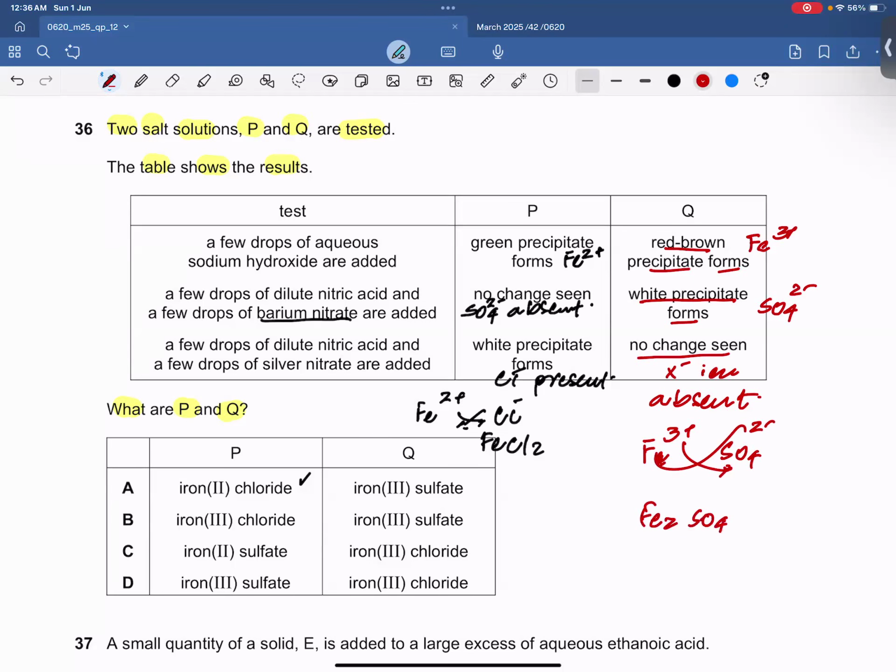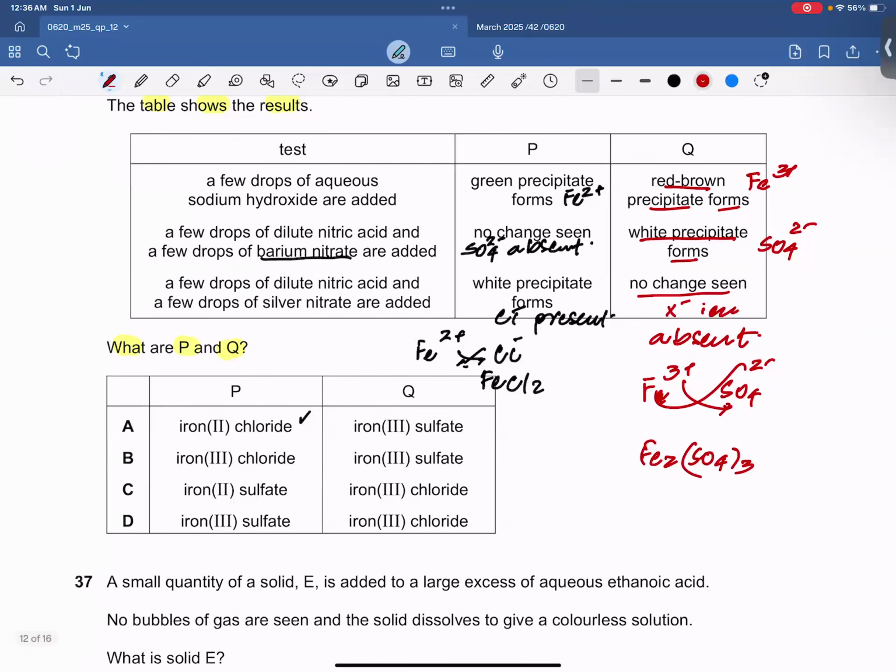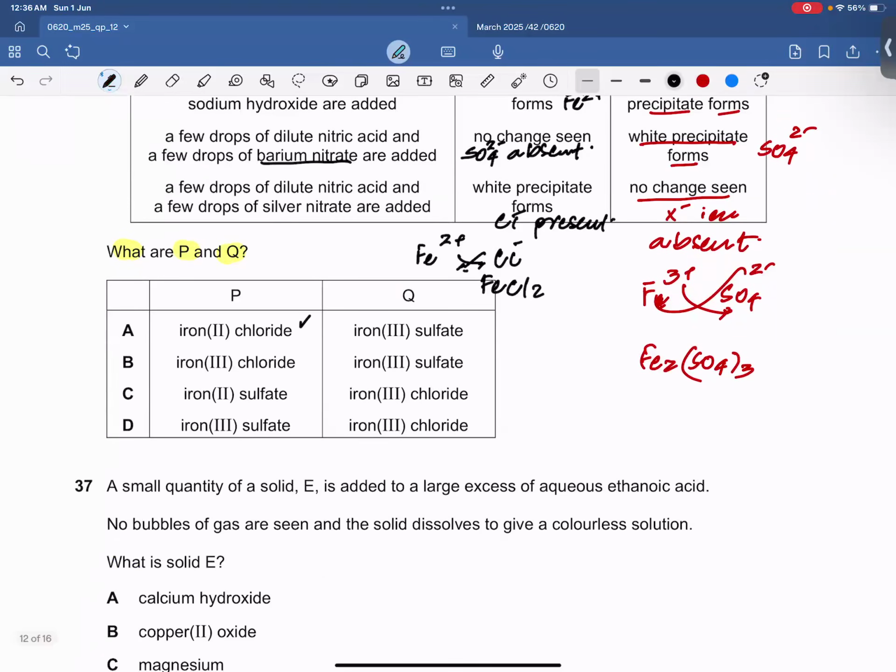Fe2(SO4)3. So this compound is iron(III) sulfate. And this compound is iron(II) chloride. So iron(III) sulfate is A, iron(III) sulfate is this. So the right answer obviously is going to be A.